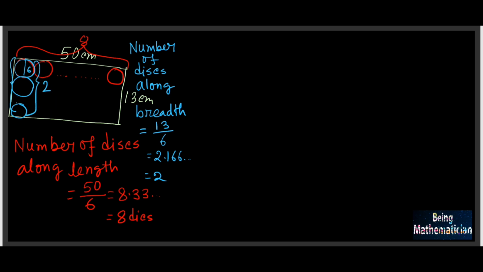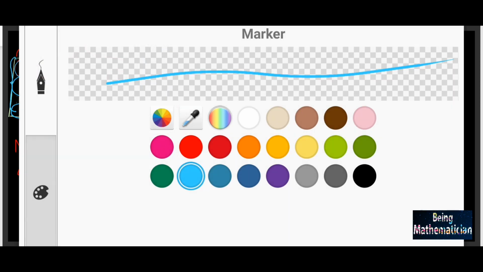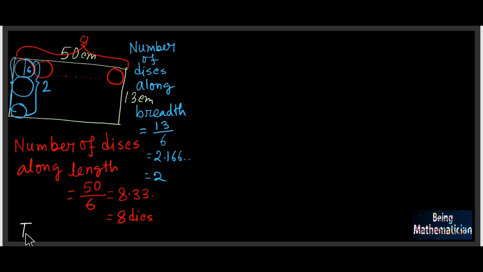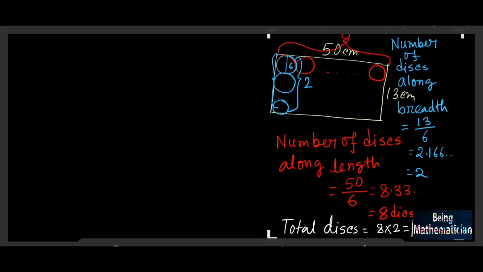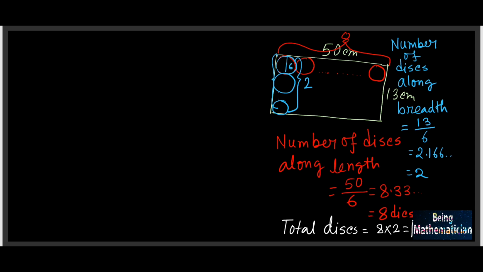Now the total number of discs is 8 into 2 and it is 16 discs. Now 16 discs is our first answer.